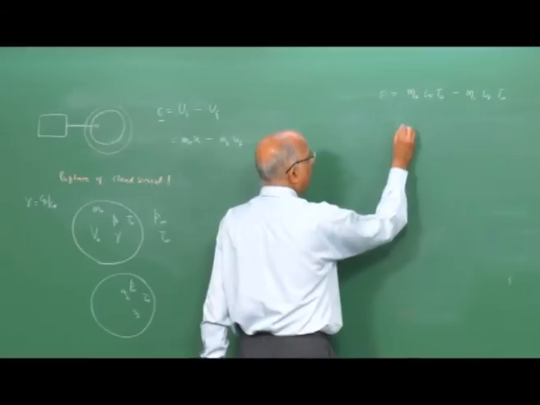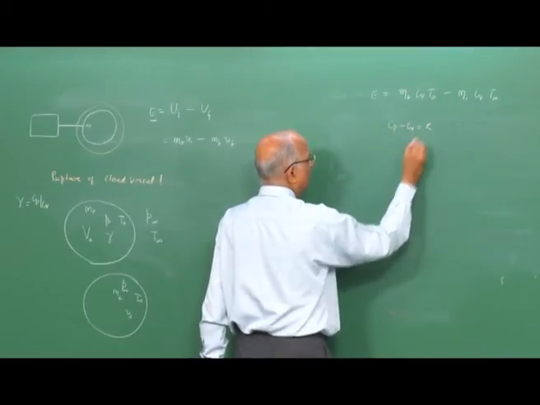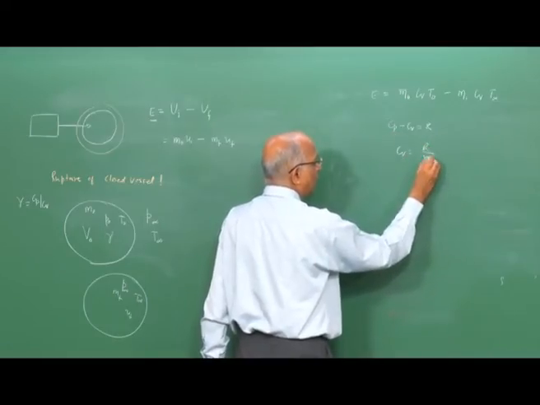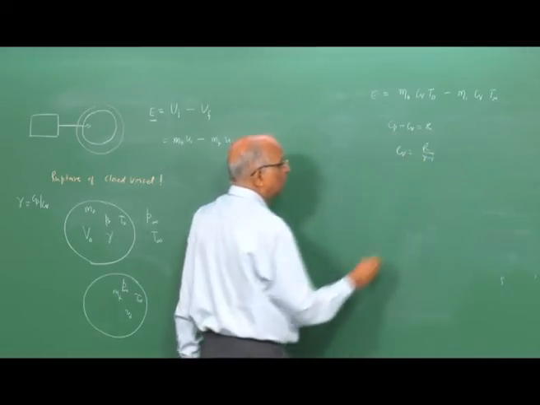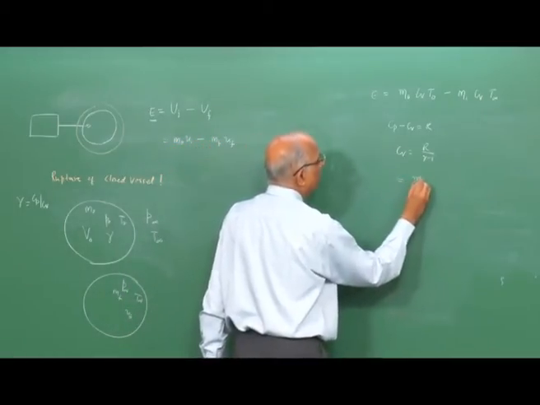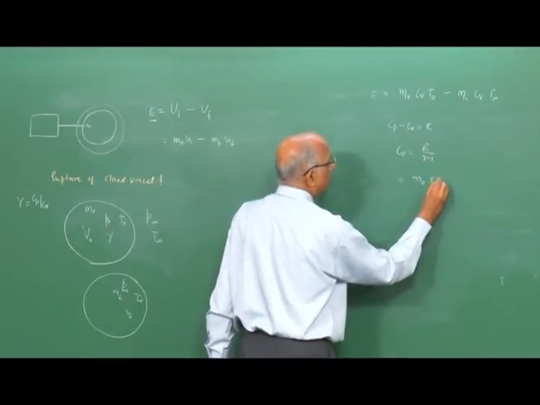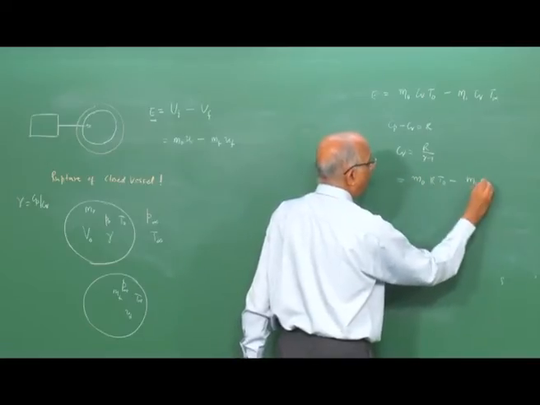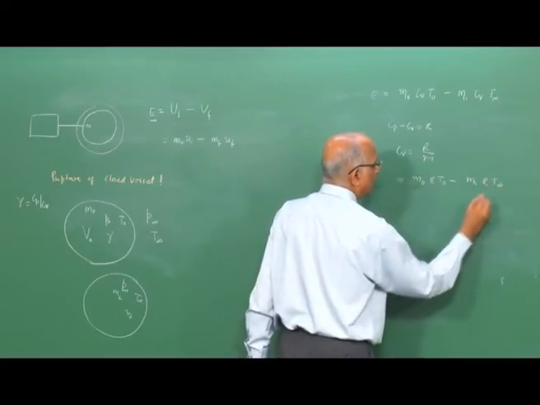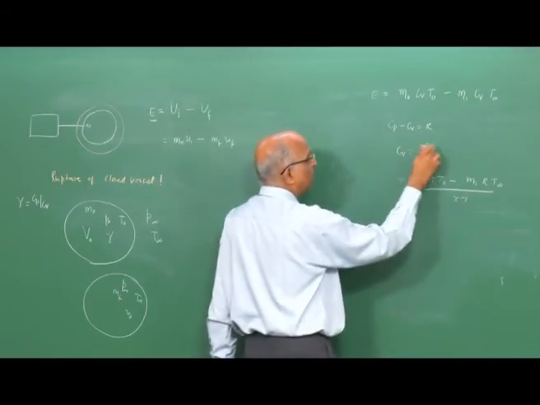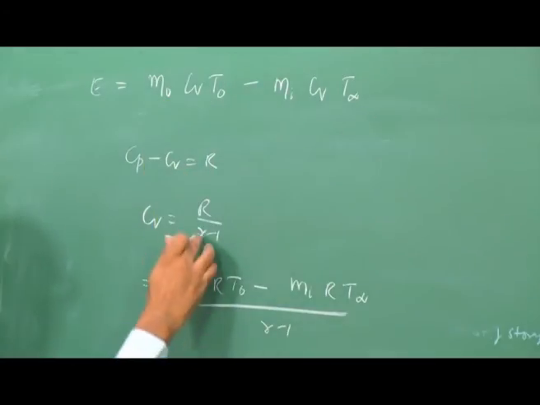We also have Cp minus Cv as the specific gas constant, or Cv, I take it in terms of gamma over here, equal to R over gamma minus 1, specific gas constant in terms of kilojoules per kilogram Kelvin. Therefore, I can write this as m0 R T0 minus Mi into R T ambient divided by gamma minus 1. All I have done is substitute Cv equal to R over gamma minus 1, and take gamma minus 1 common in that denominator.